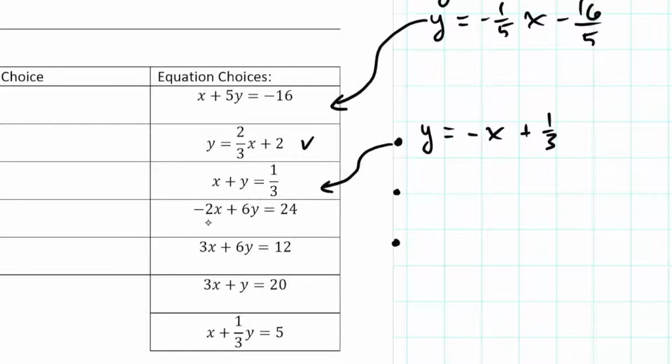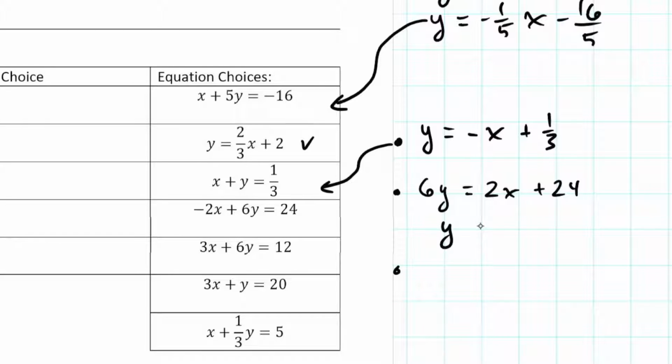this negative 2x plus 6y equals 24. So I'm going to add 2x to both sides. This becomes 6y is equal to 2x plus 24. And if I divide everything by 6, right, the equation I get is y is equal to 2/6 x plus 24 divided by 6 is 4. The other thing that's true is this 2/6, right? You can see why I got it because I divided everything by 6.